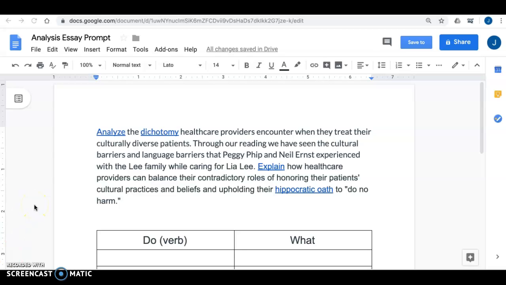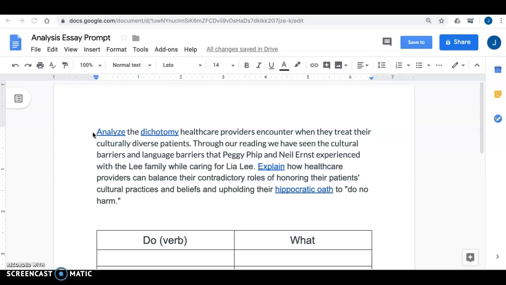Okay, I'm going to take a look at our analysis essay prompt. So the first thing we're going to do is just read the prompt. Analyze the dichotomy healthcare providers encounter when they treat their culturally diverse patients.